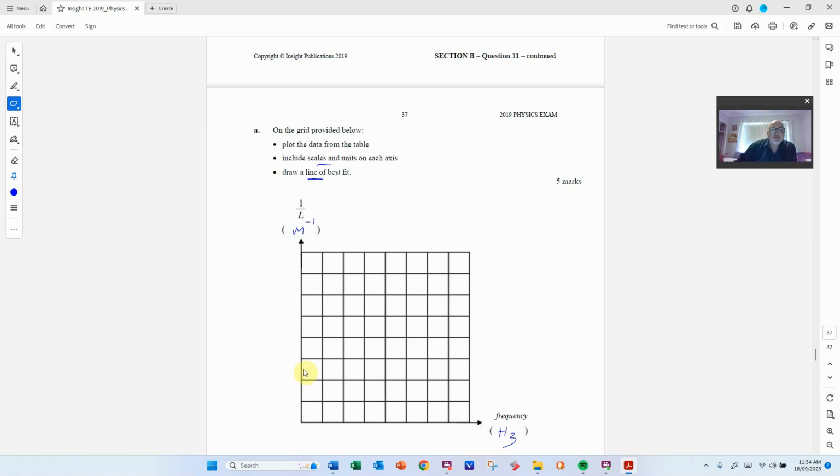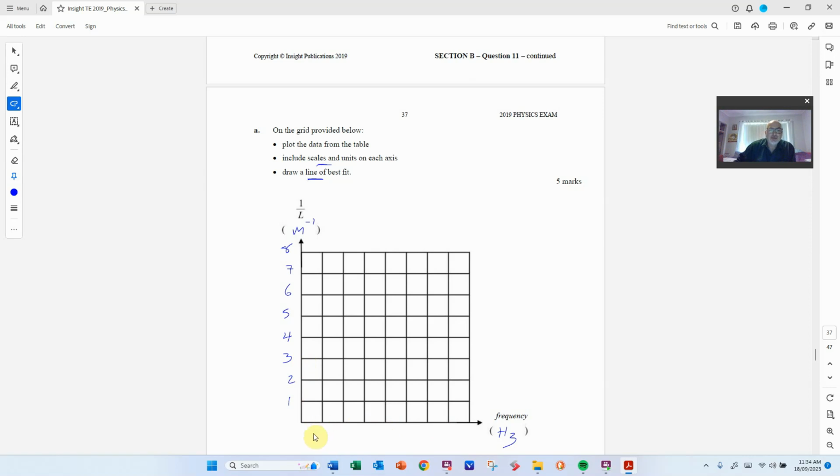So let's have a look. 1, 2, 3, 4, 5, 6. That'll do. So 1, 2, 3, 4, 5, 6, 7, 8. And then frequency goes up to about 1200. So 2, 4, 6, 8, 10, 12.